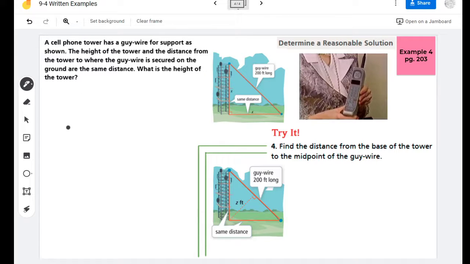So a cell phone tower has a guy wire for support as shown. Sometimes wind blows cell phone towers, so sometimes they attach wires to the ground to help hold it up. It says the height of the tower and the distance from the tower to where the guy wire is secured on the ground are the same distance. So they're saying from here to here is x and from here to here is x. What is the height of the tower? And then here it says that the guy wire is 200 feet long.